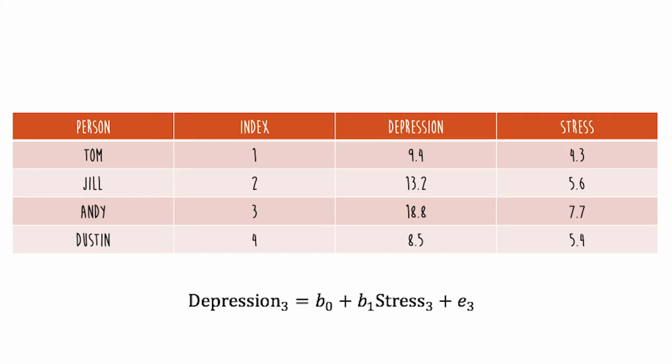And if we were to write the equation out using subscript notation, we would say depression subscript 3 is equal to B0 plus B1 times stress sub 3 plus E sub 3. And for Andy, that would be 18.8 is equal to B0 plus B1 times 7.7 because that is Andy's stress score, plus E sub 3. And I was too lazy to figure out what B0 and B1 are. If we knew those, we would know what the error was, but you get the idea.